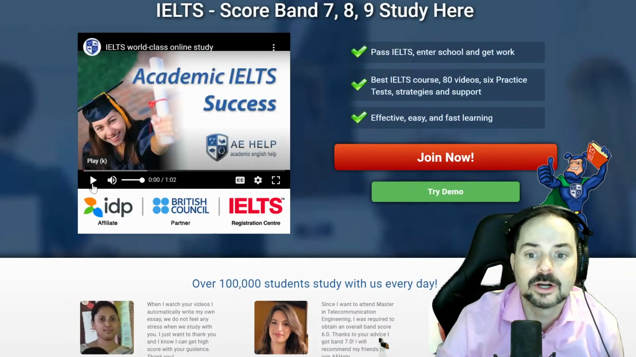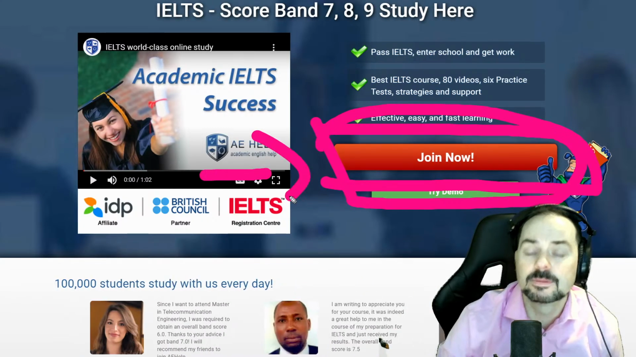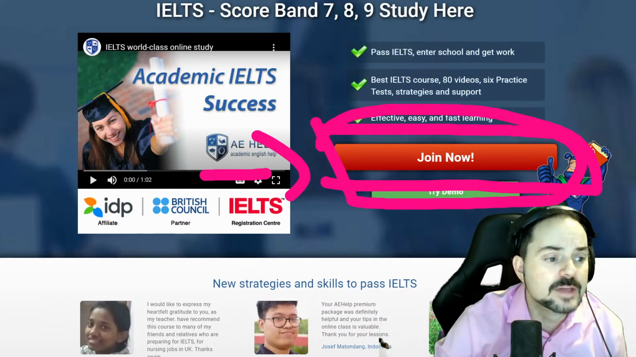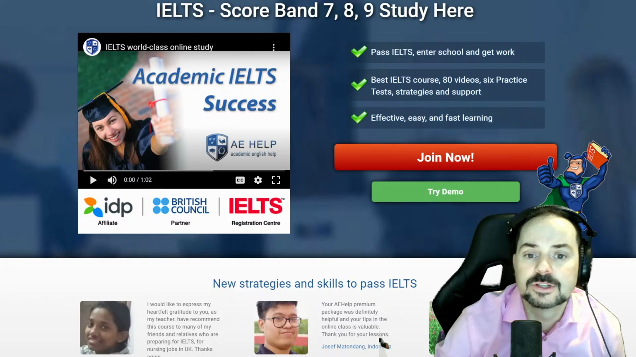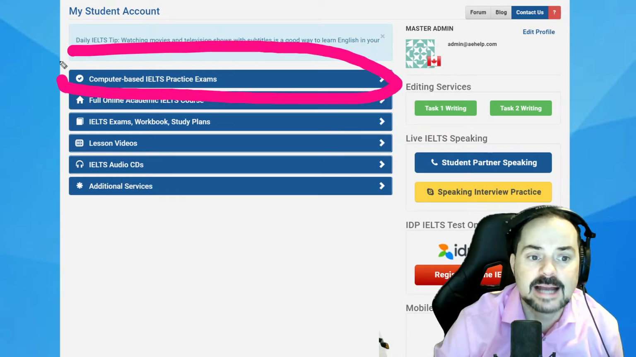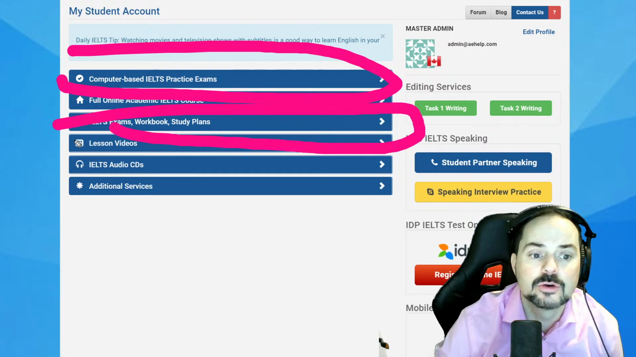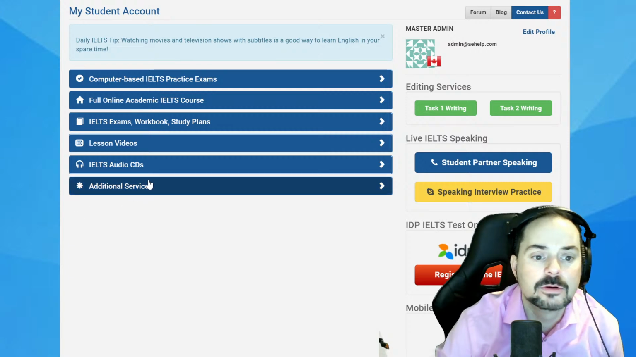It's this one here. To get the premium package, click that big red button that's right there, just above my head. When you do that, you have your My Student account. In your My Student account, you have computer-based practice exams, lesson videos, and the audio CDs right there. That's what we're using right now.